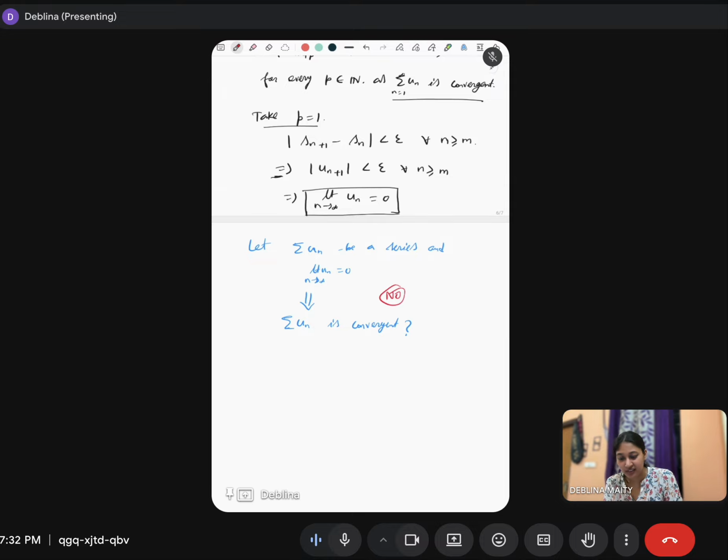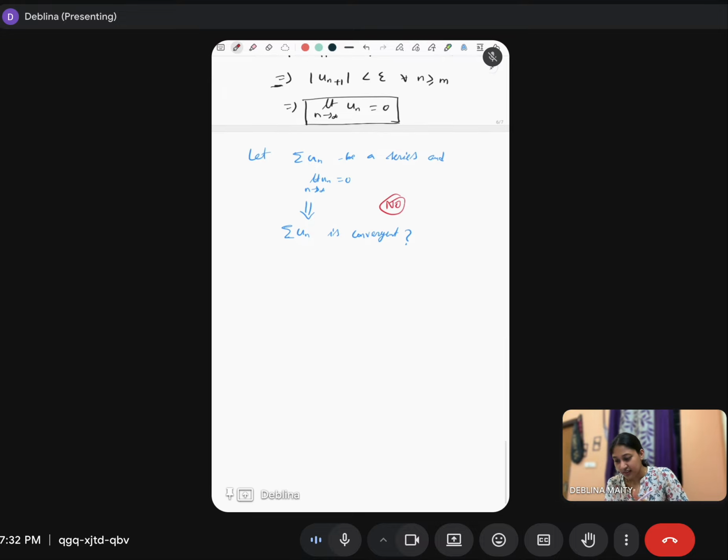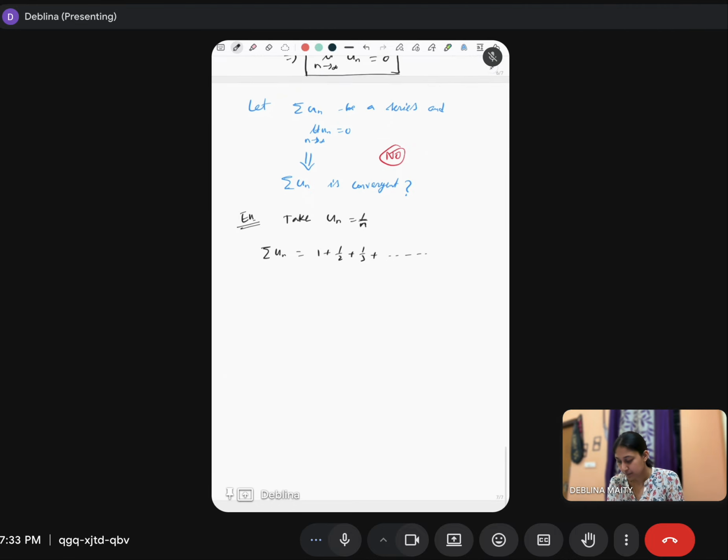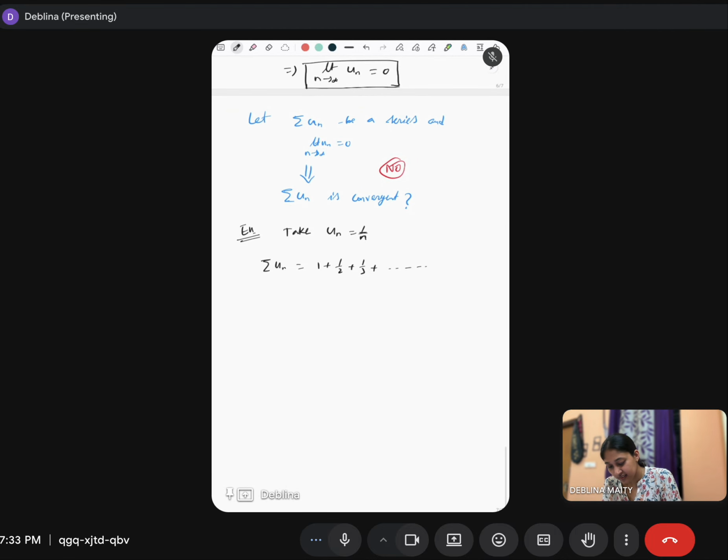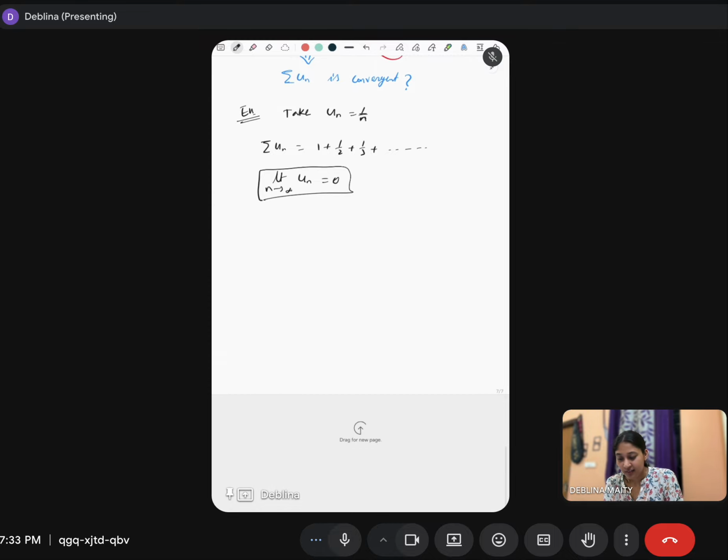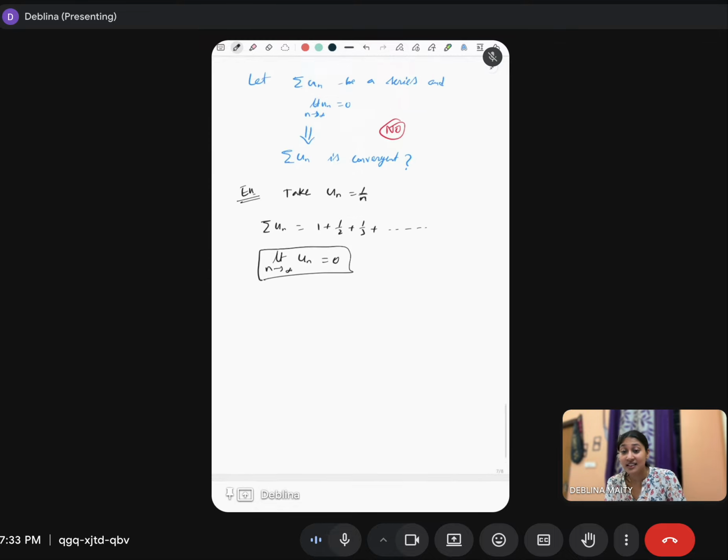So you have to give a counterexample. So take u_n to be 1 by n. So what is the series? The series is 1 plus 1 by 2 and so on. Now you can clearly see that as n goes to infinity, u_n goes to 0, so this condition is satisfied. Now the question is whether this series is convergent or not.